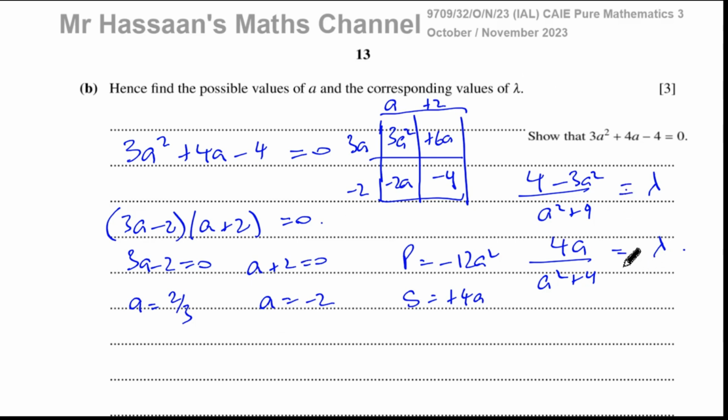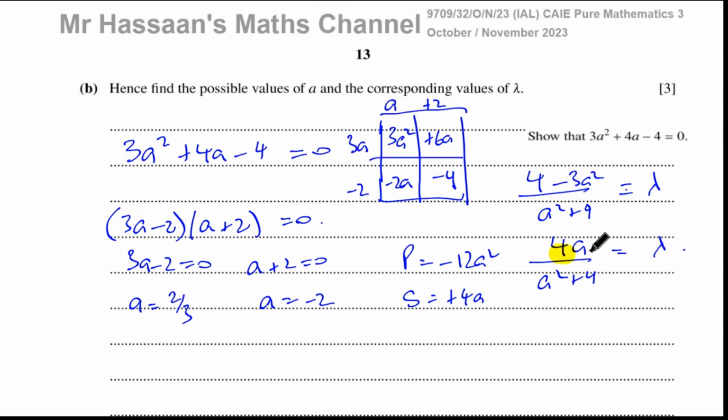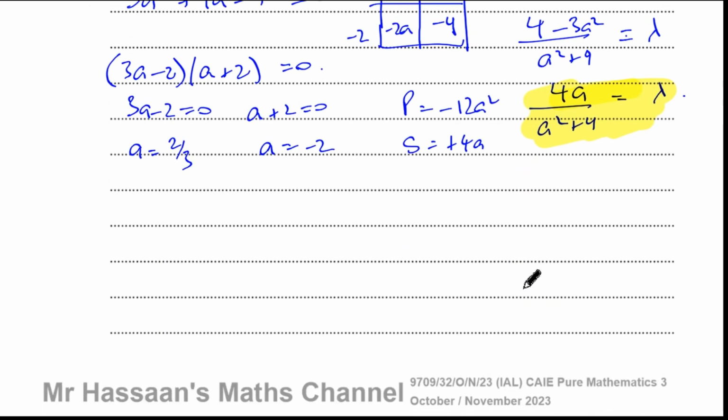So I have these two expressions here for lambda. It looks like this is the easier one to use. You want to make life easy for yourself, so let's use the one that's got less hassle, I think. It's this one. So I'm going to use this one, although if I use the other one, I should get exactly the same answer.